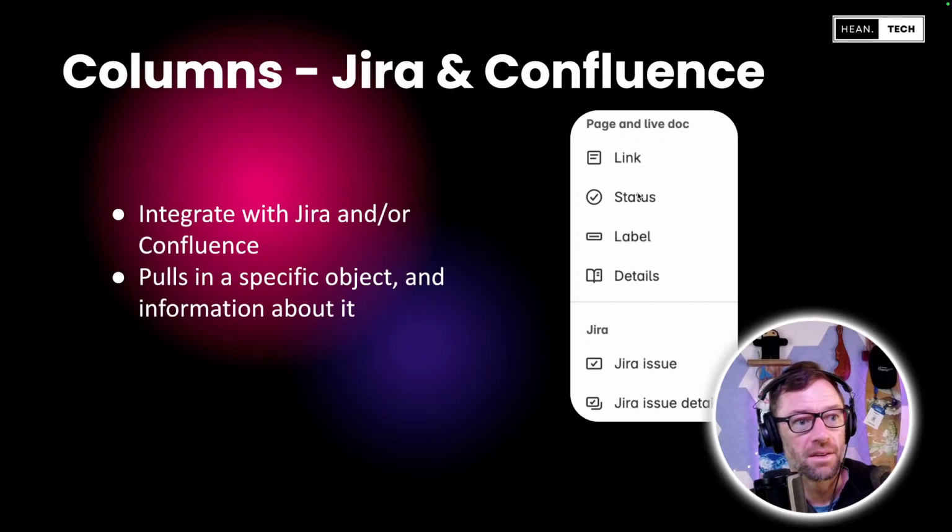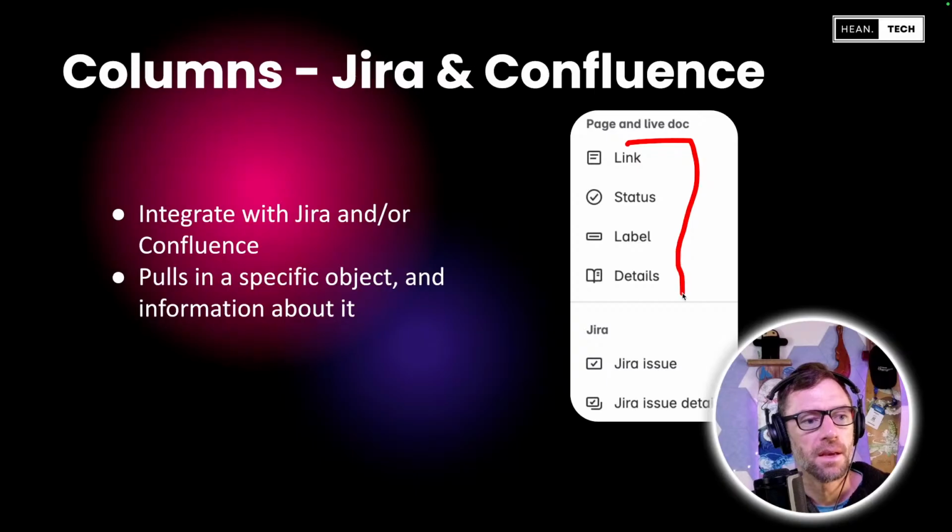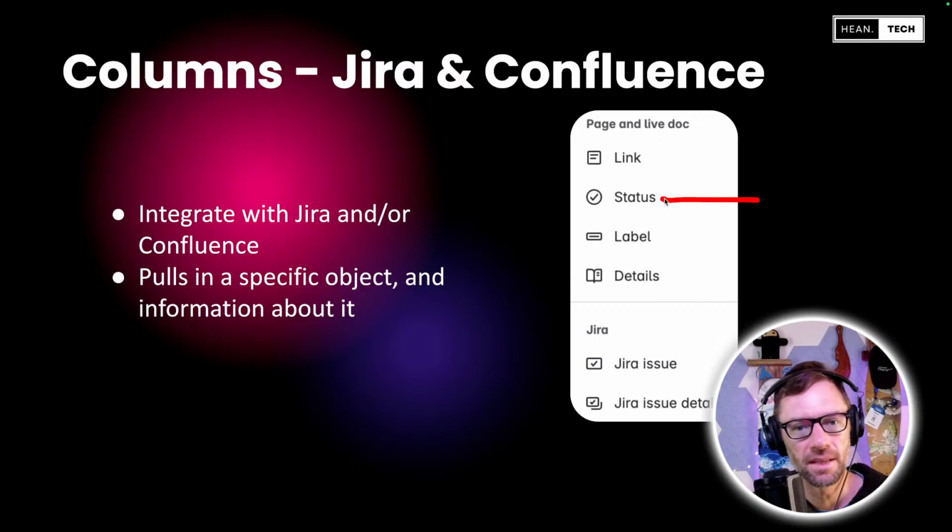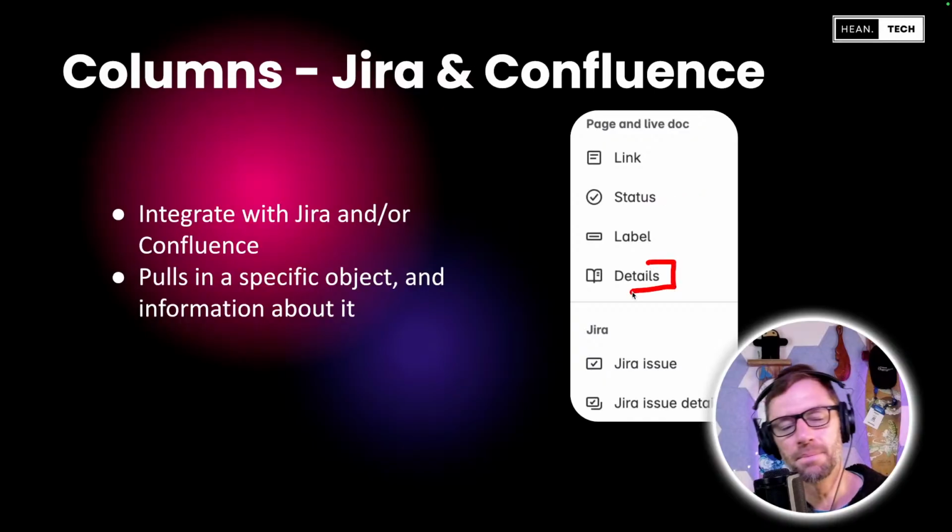When I say there are Jira and Confluence columns, we know what that means. Now, these particular columns let us interact with Jira and Confluence. I tend to use the page and live doc ones quite a bit. And these let us link to a page or live doc and then pull in information about it. Again, I use it a lot for architecting Confluence spaces, so I can pull in the content status directly into the database. I don't have to go look it up. I can also pull in other details about it. So the owner, the last update, etc.